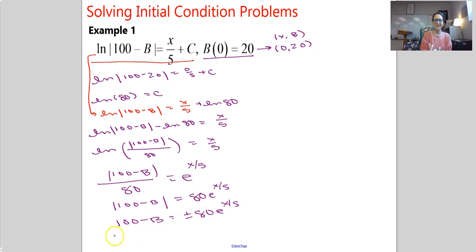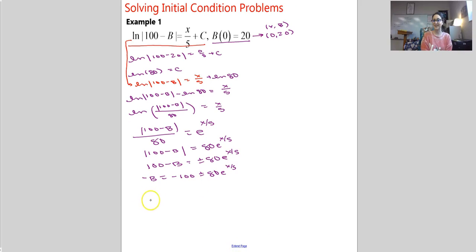Okay, and then we are going to subtract 100, so I get negative b equals negative 100 plus or minus 80e to the x over 5, and then finally we'll just divide everything by negative 1. So b equals 100. Dividing this by negative 1 is still plus or minus 80e to the x over 5. Okay, so we've got b by itself.